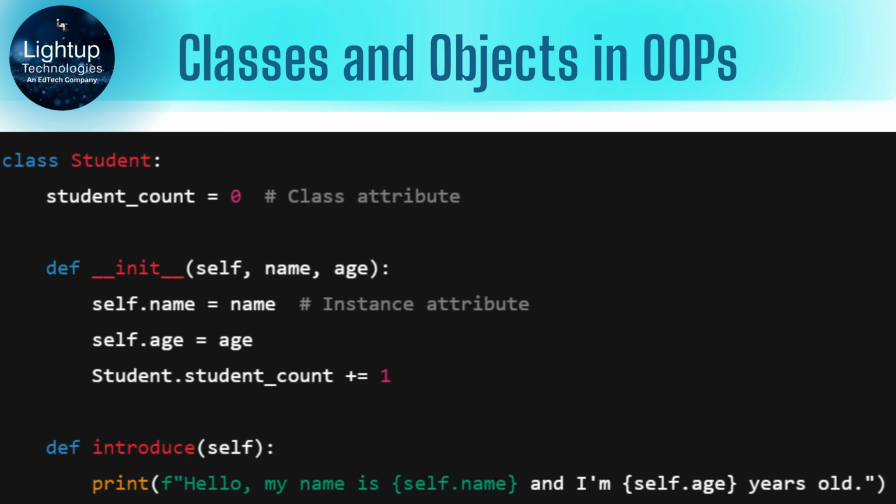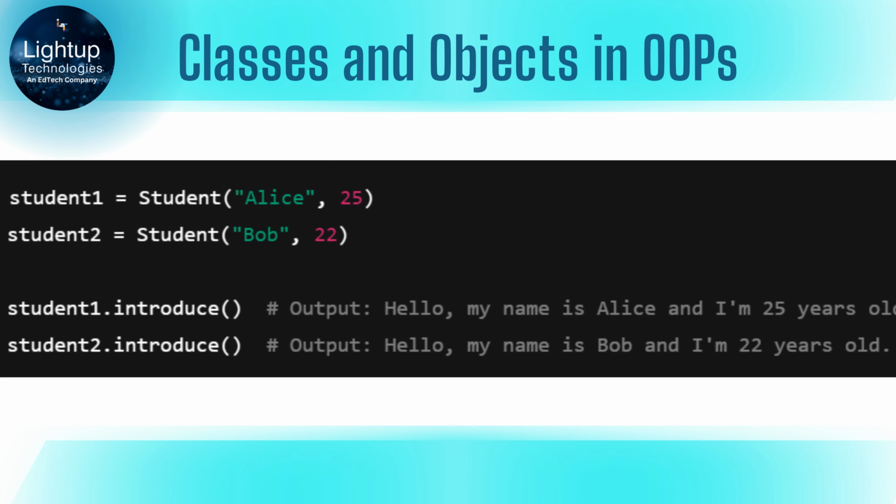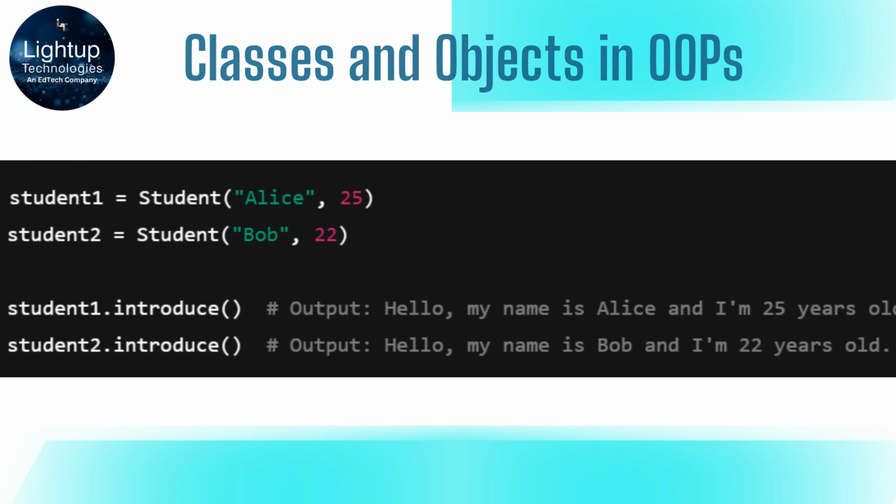Here, we have a student class with a constructor, __init__, that initializes name and age for each student. We also have a method introduce to print a greeting. Now, we've created two objects, student1 and student2. Each one has its own name and age, but they share a class attribute student_count, which keeps track of how many students have been created.